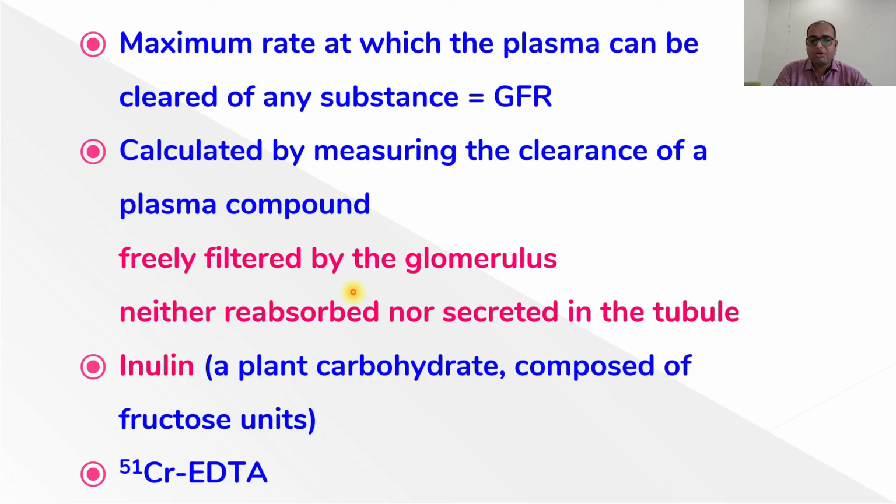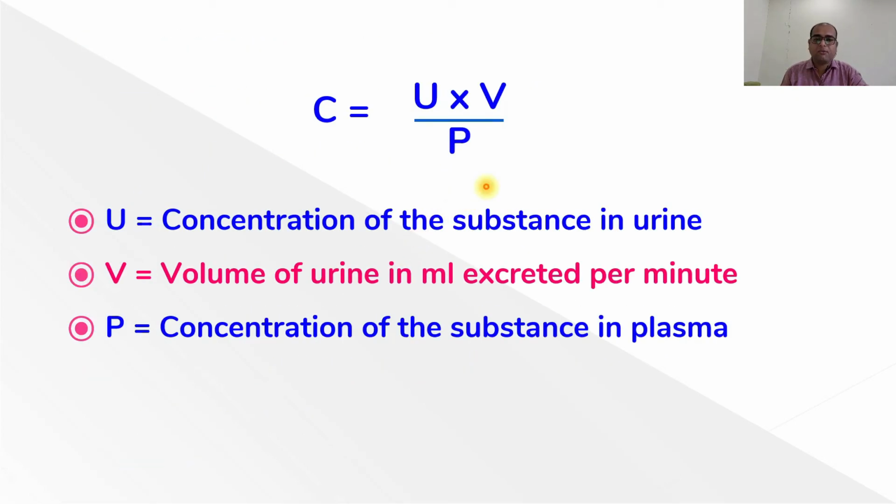This compound should not be reabsorbed, otherwise we will not get the actual idea, because once it is reabsorbed, it will be present in the blood, and that will give us the opposite idea. It will be a denominator. Plasma concentration is the denominator in the equation, so it will give us a false value.